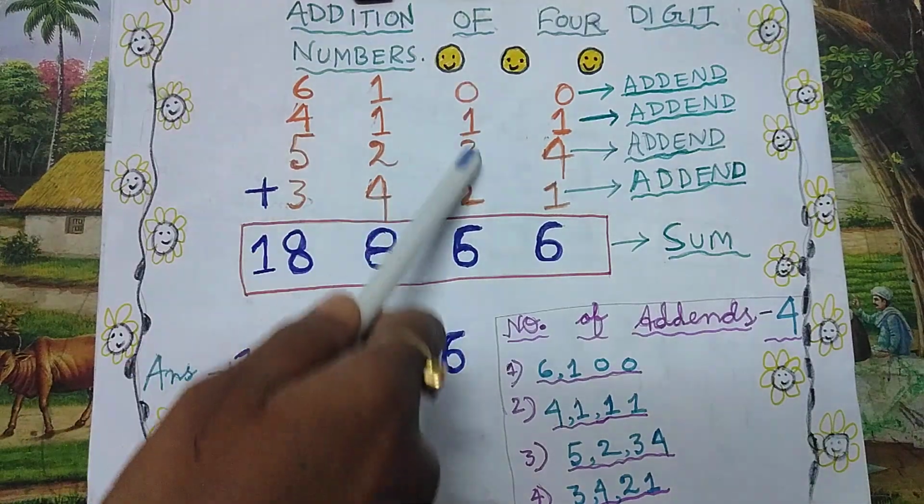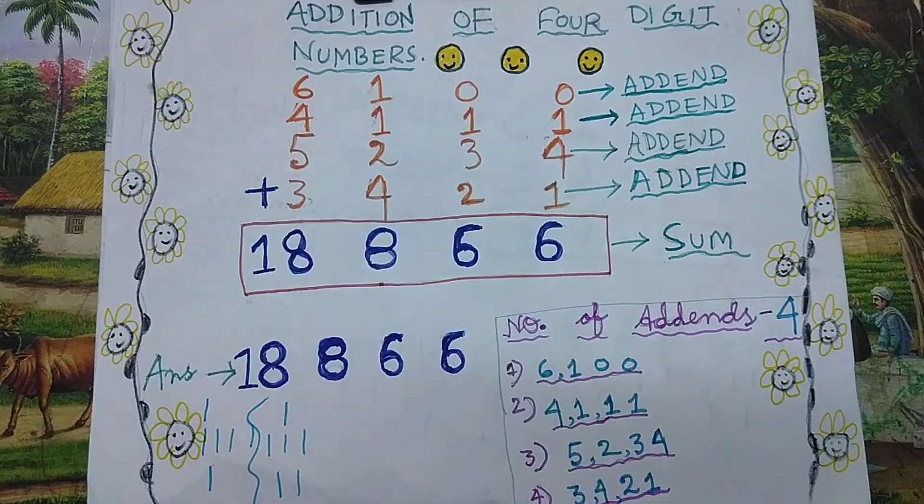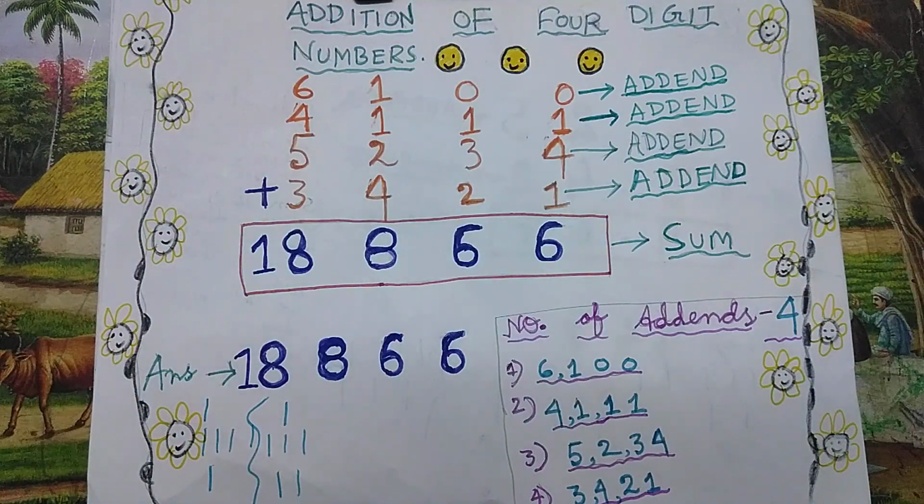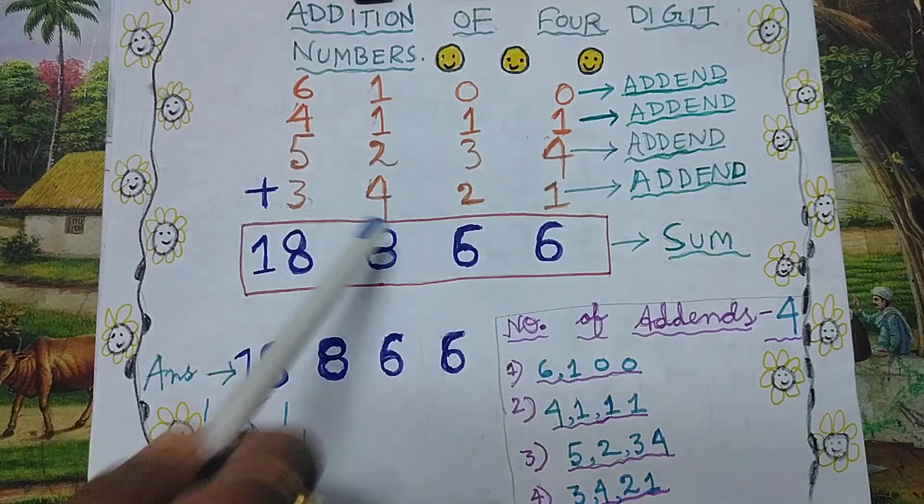Now go to this column. The first digit is 0, nothing. The second digit is 1, so I have drawn here 1 line. The third digit is 3. 1, 2, 3. The last digit is 2. 1, 2. So how many lines are there in all? 1, 2, 3, 4, 5, 6. I have written 6.